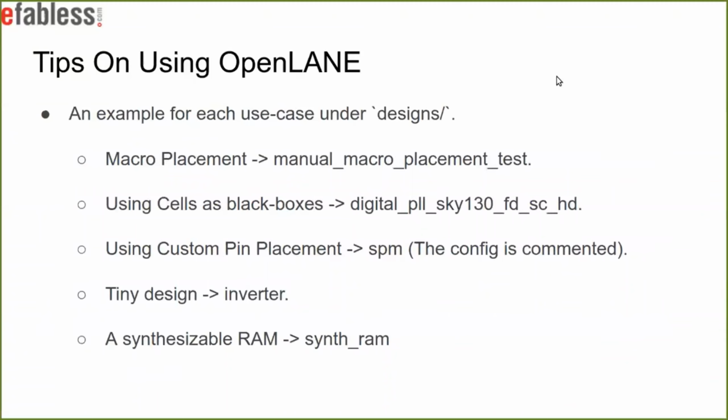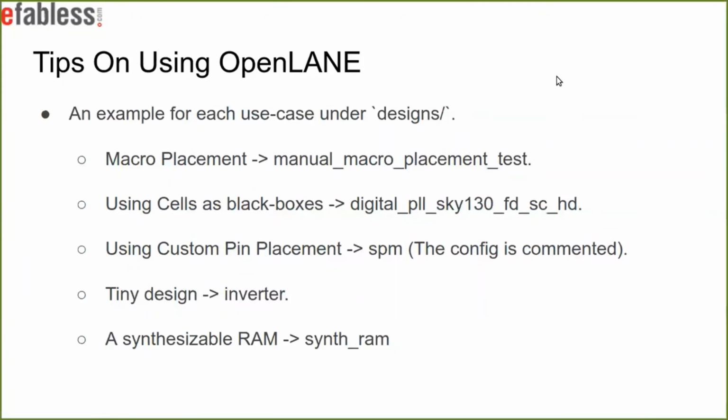Finally, let's talk about some tips on using OpenLane. We try to keep an example for each use case under the designs directory on the repos, so make sure to check it. For instance, there is an example of macro placement in the design manual macro placement test. You can see how to use standard cells as black boxes in the digital PLL, as well as the DFF RAM in the Caravel repo. You can learn how to do custom pin placement from the configurations under SPM. However, the configuration that points to this configuration file in the SPM config.txt is commented out, so you need to check that.